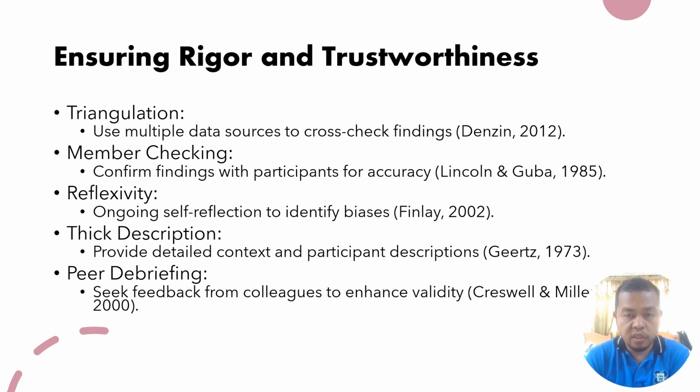Then another is member checking. After the initial analysis, you share the findings with participants. This is a common problem for all of us, because once we already have the initial analysis, we do not go back to our participants. We believe immediately that the data that we have is already accurate. But we have to member check. We have to share these findings with our participants to confirm the accuracy and the resonance of the interpretations. These steps ensure that what we have put there are participant voices and are authentically represented.